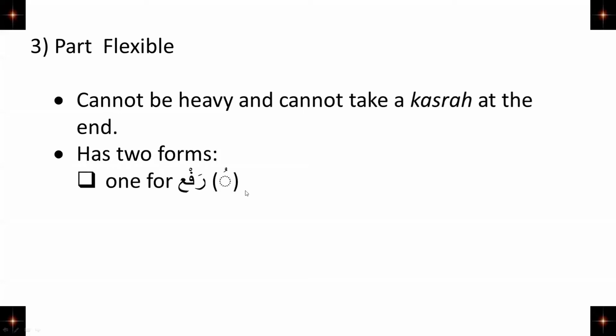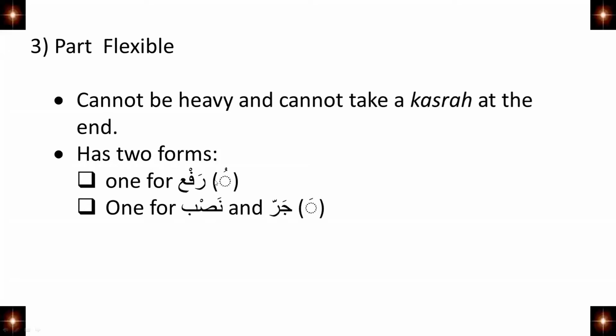They have only two forms, one for rafa, and that is u, and one for nasb and jar, and that's a. I hope Mr. Rabiu is following. Partly flexible isms have only two forms: u if it is rafa, and a if it is for jar and nasb. Somebody will ask, okay, how do I differentiate nasb and jar? We've already spoken about it, right? Nasb is a victim. So a victim of an action is always nasb.